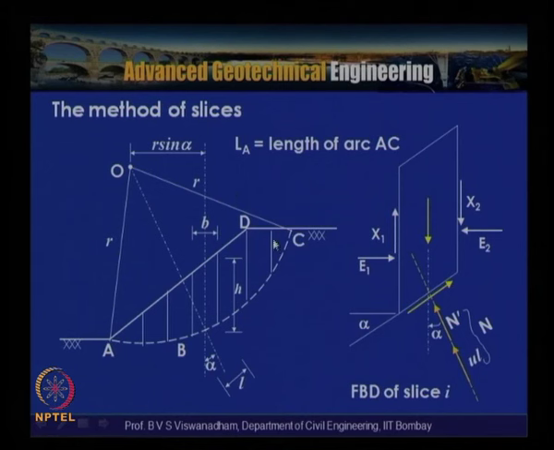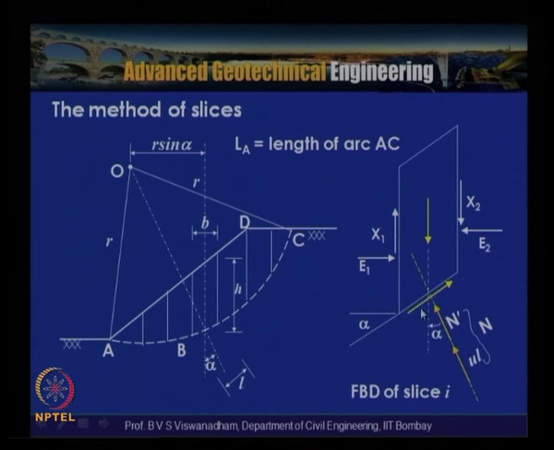And if you divide it into slices of a certain horizontal length, let us say b, and consider the free body diagram of this slice, it has the normal forces E1 and E2, both different, and X1 and X2, the shear forces. When we do not consider these forces, then E1 minus E2 is equal to 0, X1 minus X2 is equal to 0, and E1 is equal to 0, E2 is equal to 0, X1 is equal to 0 and X2 is equal to 0.